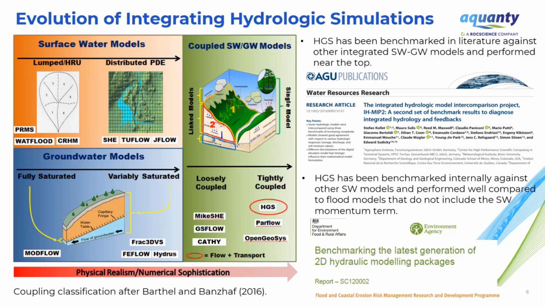And to dig a little bit deeper on that concept of coupling, the terms loosely coupled and tightly coupled have been coined in the literature. HGS would be classified as tightly coupled. We tend to use the term fully integrated at Aquanty, but they're synonymous. What that means, typically to the application, is that it's a lot more numerically stable than loosely coupled formulations. Loosely coupled formulations can suffer from numerical instability, and I've given a couple of screenshots of references here.